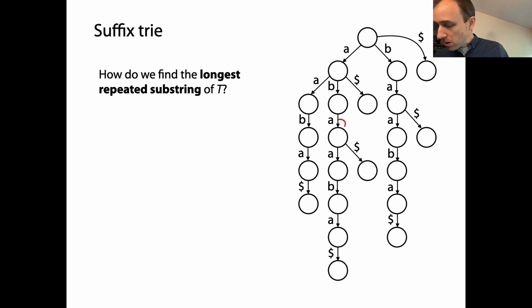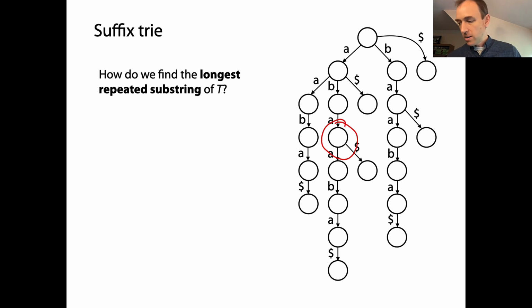And we can see by looking at this picture what node that is. It must be this one. That node is at depth 3, it's 3 levels down from the root, and it has more than one leaf underneath it. And that's not true of any of the nodes at level 4 or level 5 or level 6 or level 7. This is the deepest one. So the longest repeated substring corresponds to the label of this node, which is ABA.